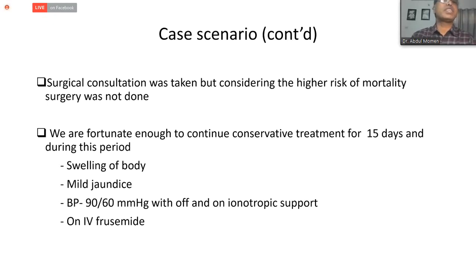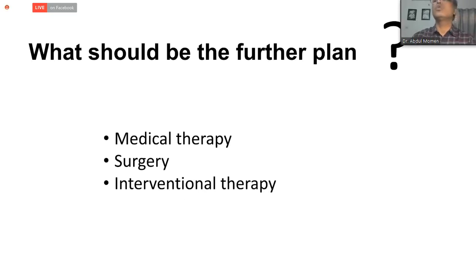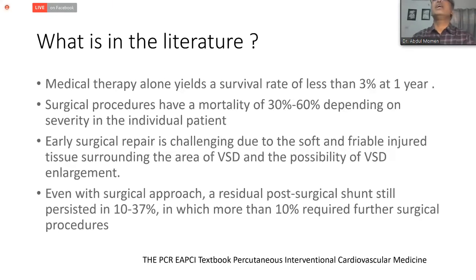During this time, the patient developed swelling of the body and mild jaundice, progressively increasing. The blood pressure is 90/60 with on and off inotrope support with IV furosemide. Biochemically, the progressively increasing bilirubin with normal SGPT indicates congestive hepatopathy. So what should be done? Medical therapy, surgery, or intervention? The surgeons are denying. So what is the evidence?